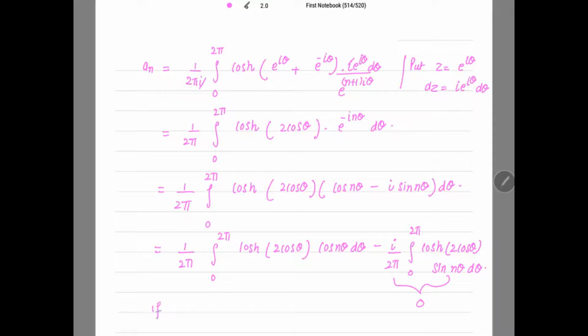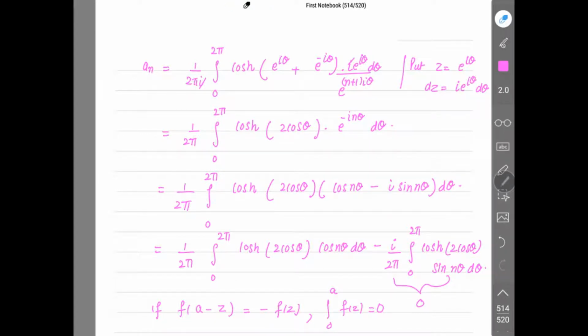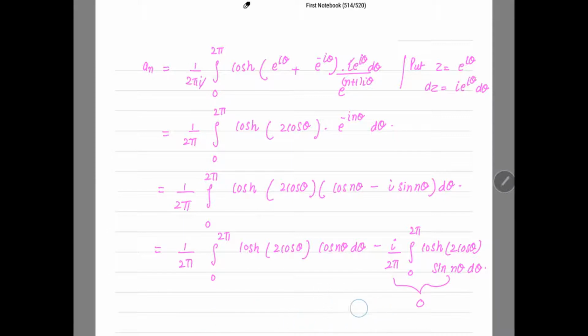if f of a minus z is equal to minus of f of z, then the integration from 0 to a of f of z is equal to 0. Right? This is our remark. So let's check the second integral. This comes out to be 0.